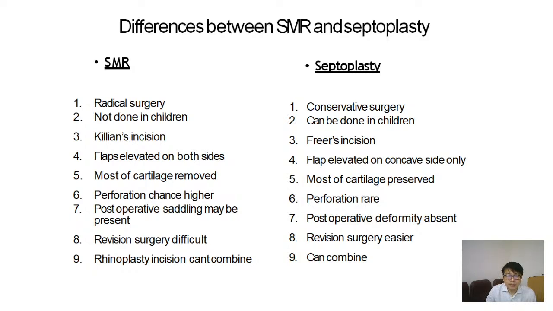Post-operative settling can occur in SMR, whereas in septoplasty we don't see saddle nose deformity. Since we have removed the majority of the cartilage, while healing, the mucoperichondrium is going to get thick and heal by scarring, so revision surgery in SMR is going to be difficult, whereas in septoplasty revision surgery will be much easier. SMR is not usually combined with rhinoplasty, whereas for rhinoplasty we prefer to do septoplasty.